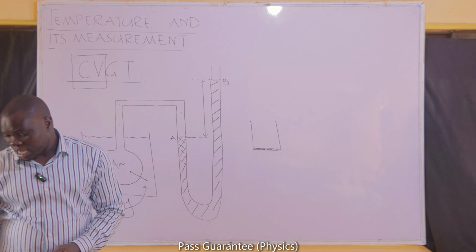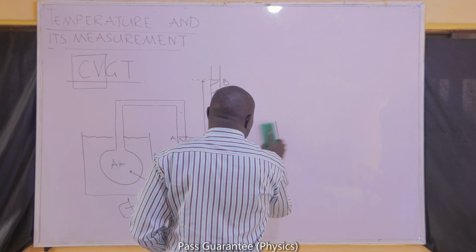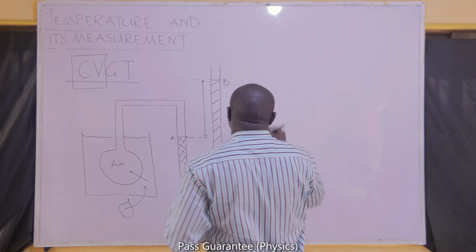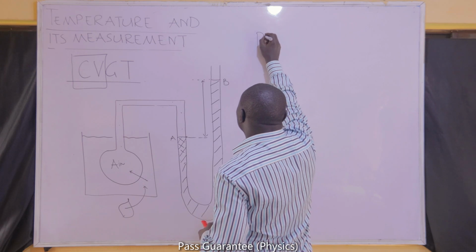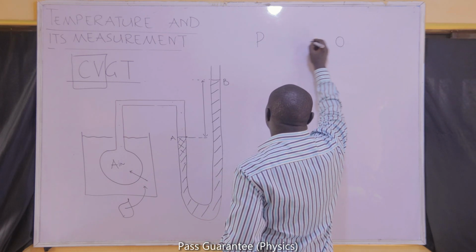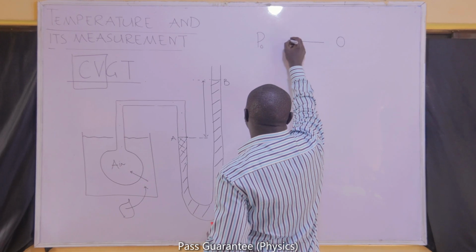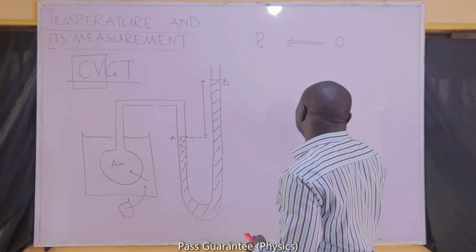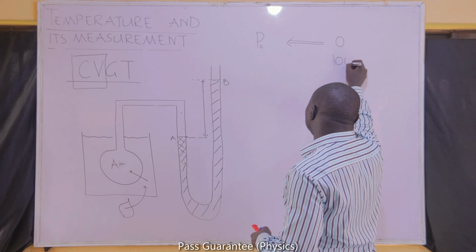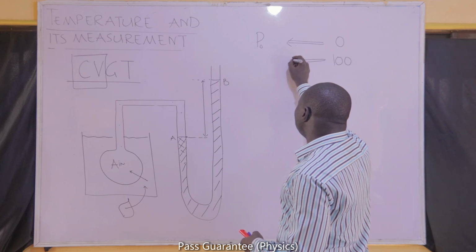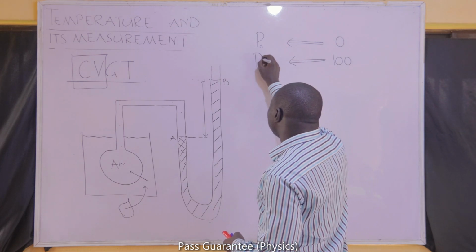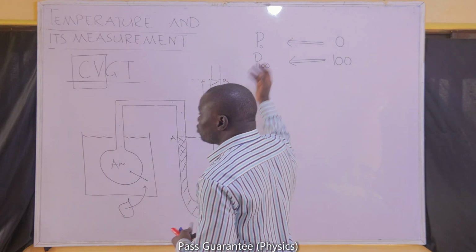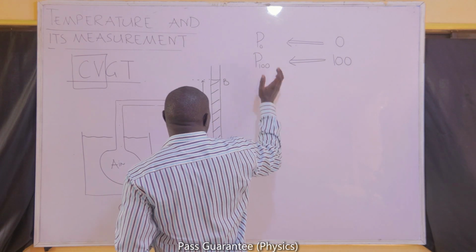Now, for the extrapolation formula that I will use to get the temperature shown by the constant volume gas thermometer, I will expose it to a temperature of 0, and I will measure the pressure that it gives me at 0. I'll call it P0. I will expose the constant volume gas thermometer again to a temperature of 100, and I will measure the pressure it gives me at 100. I will call it P100. I will take those as its lower fixed point and its upper fixed point.